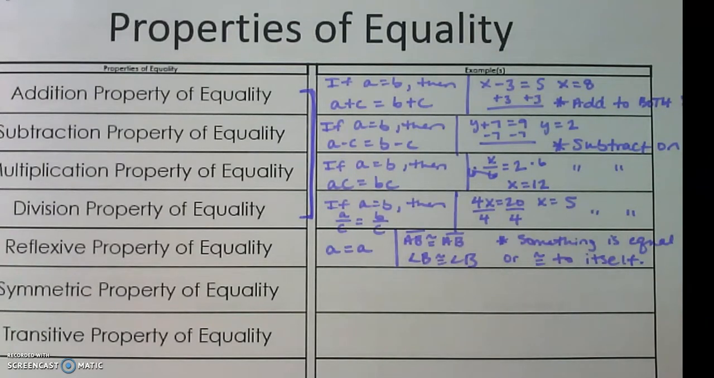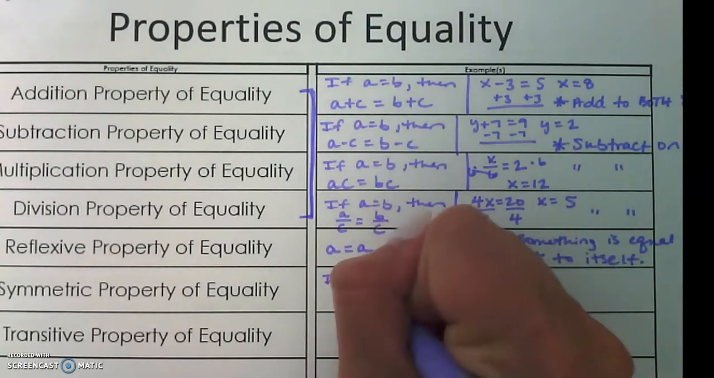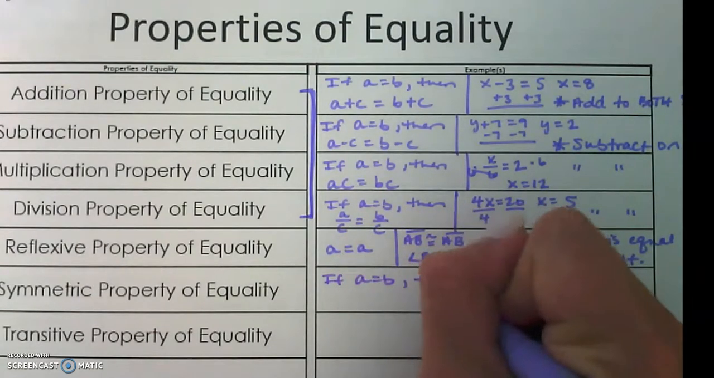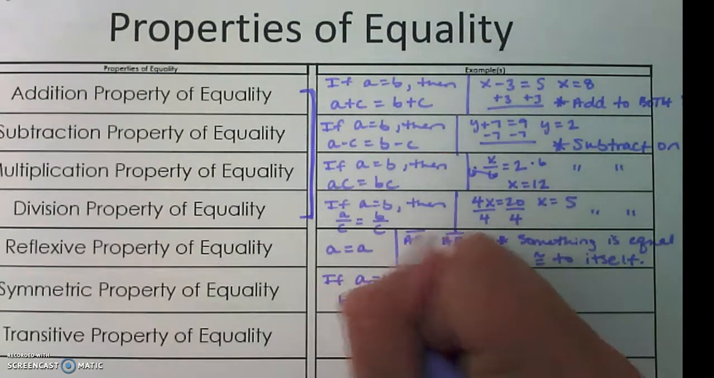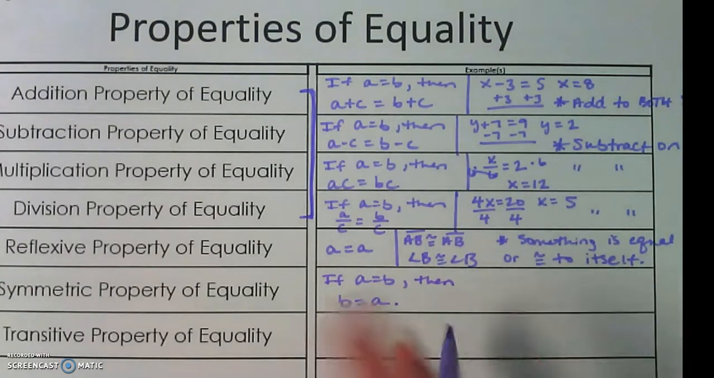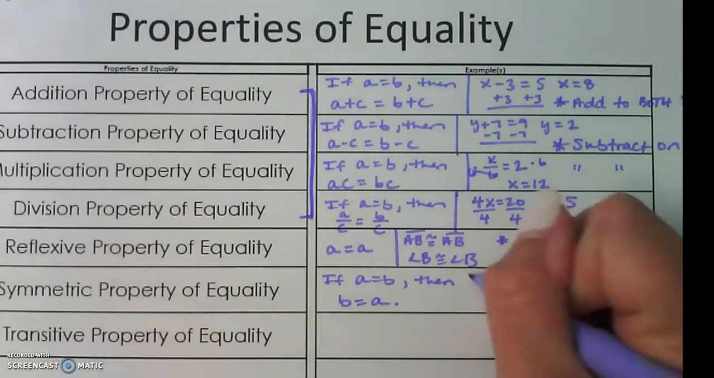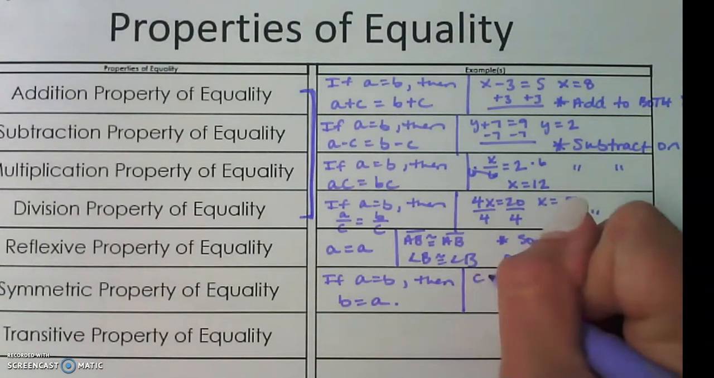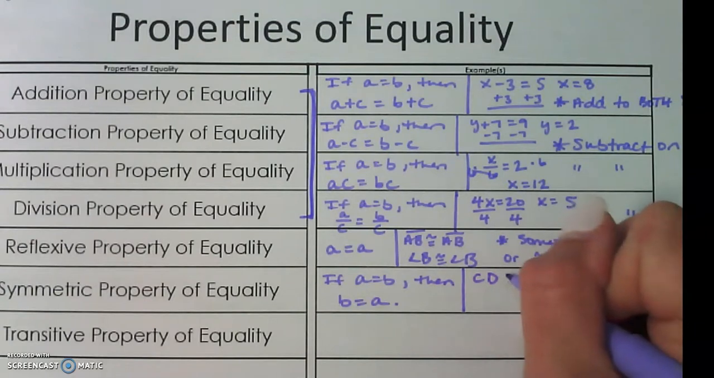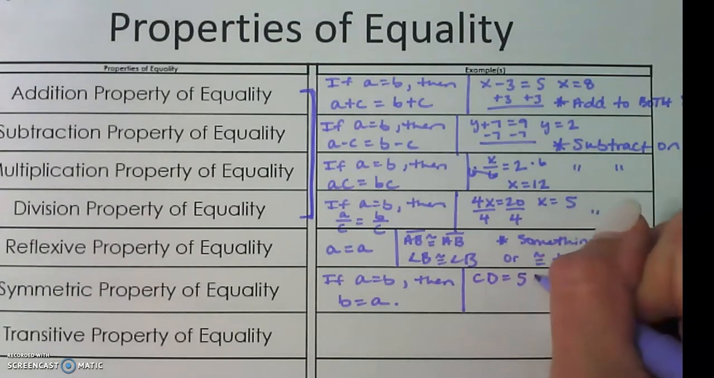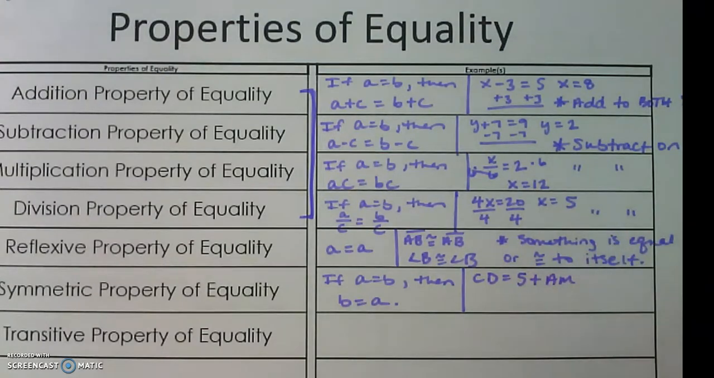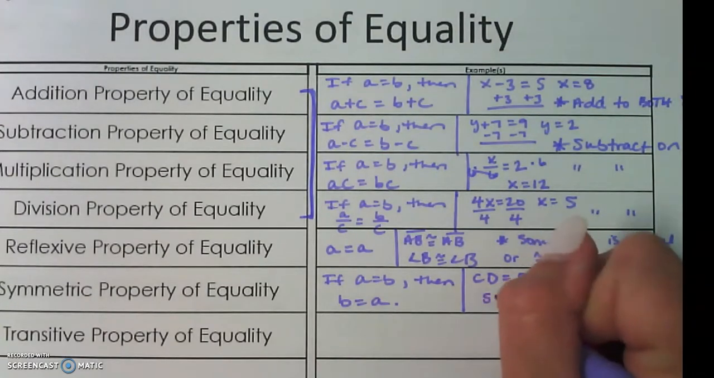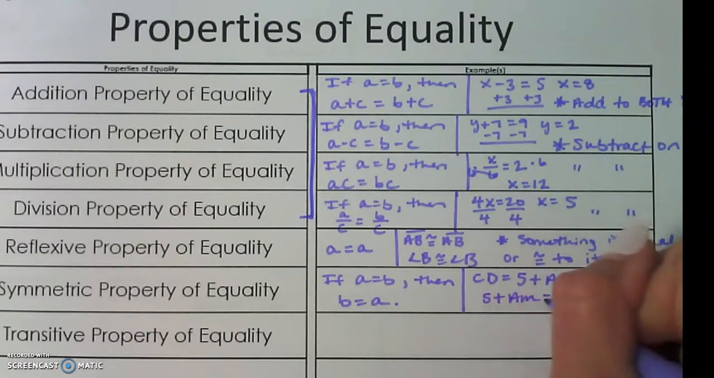The symmetric property of equality, so if A is equal to B, then B is equal to A. So here you're just switching the order. They mean the same thing, but we're just ordering a little bit differently. So we're flipping what we have on either side of the equal sign. So if we had another example here, let's say that we said segment CD is equal to 5 plus segment AM, then you could also order that to say 5 plus AM is equal to CD.